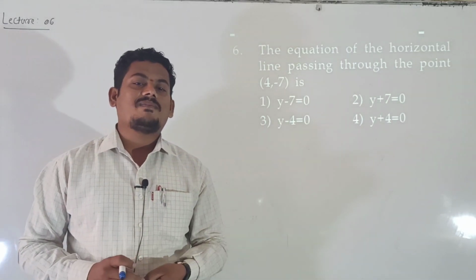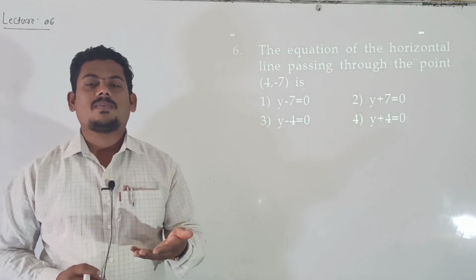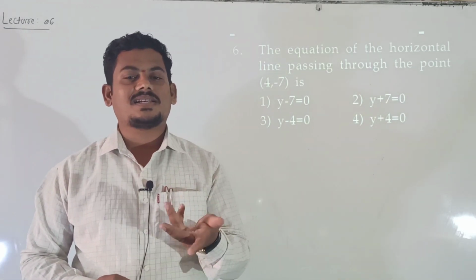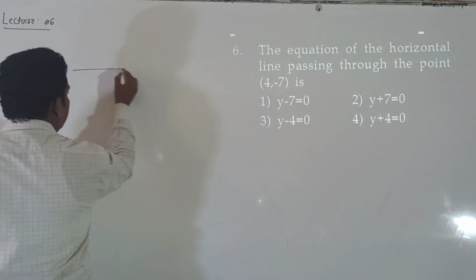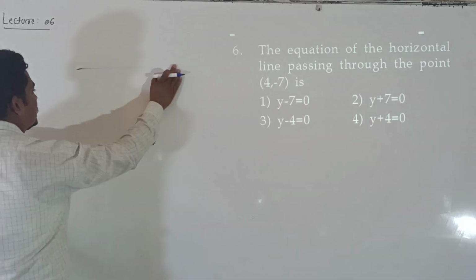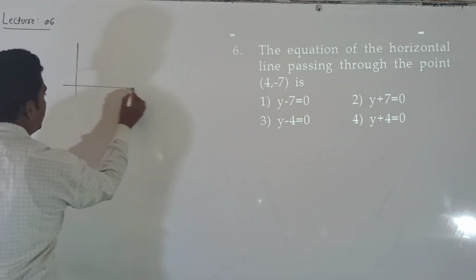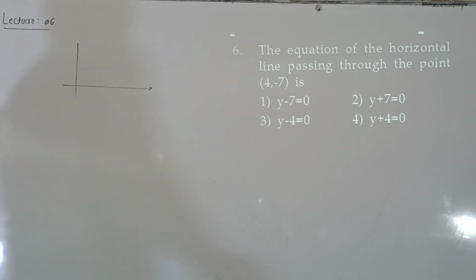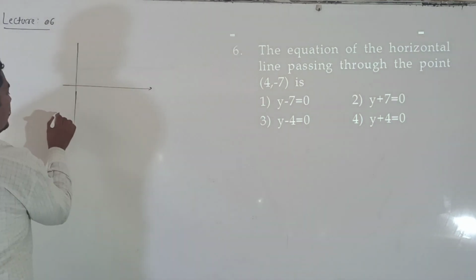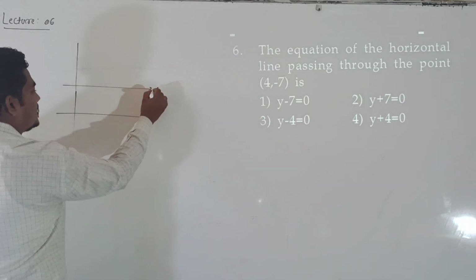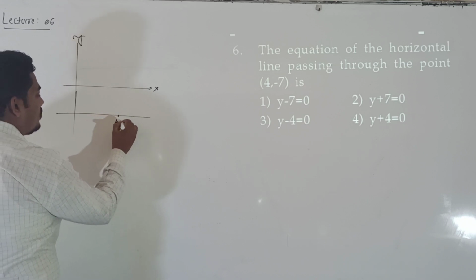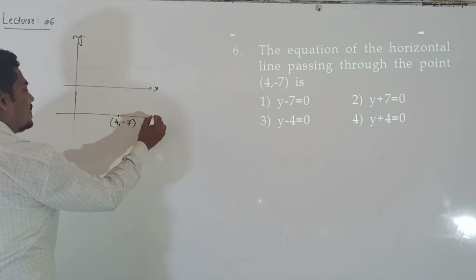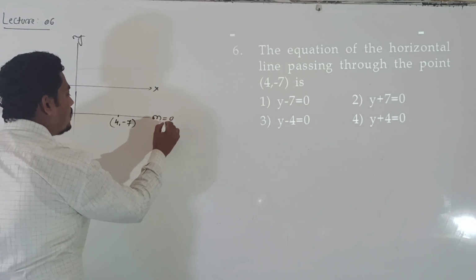Then what is the slope of a horizontal line? Slope of a horizontal line is clearly 0. Why? Because inclination is 0. Horizontal line means it is parallel to the x-axis. This is the x-axis and y-axis, right? Point 4 comma minus 7. This is our required line. What is its slope? Slope is 0, right?